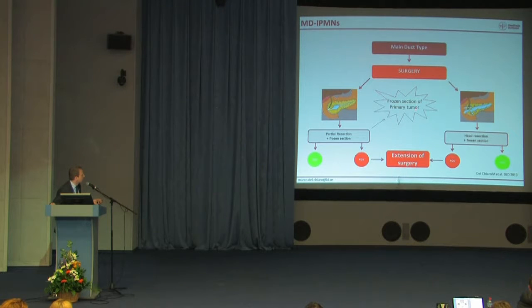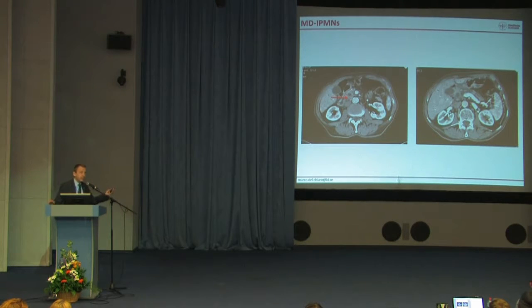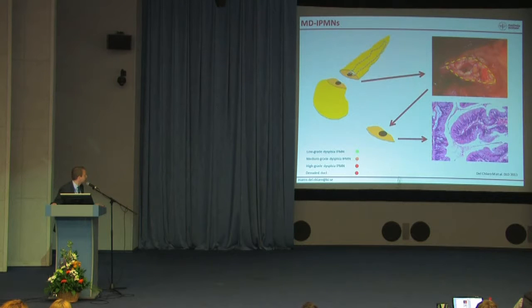Frozen section of the primary tumor when you have suspicion of a malignant IPMN, before deciding regarding the extension of the resection. Here's a typical example. Main duct IPMN, malignified with a solid component in the head. The frozen section showed that it was pancreatic cancer here, or if you want, IPMN cancer. Medium-grade dysplasia on the resection margin. I didn't complete the pancreatectomy. I just left it like this because the patient will die of recurrence of cancer before dying from the progression of IPMN in the remnant.